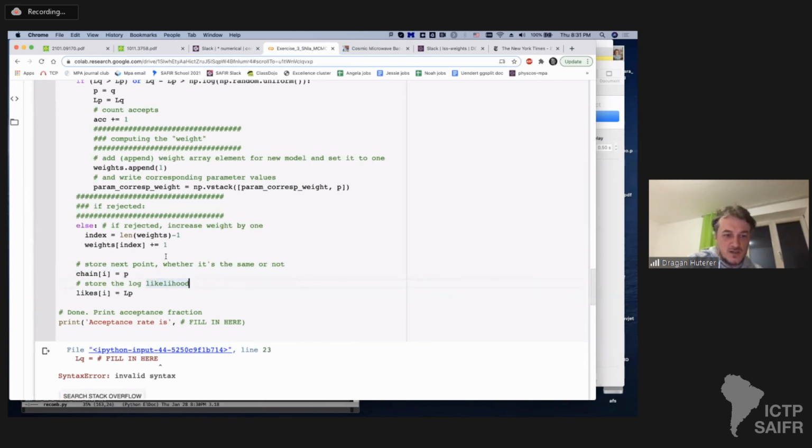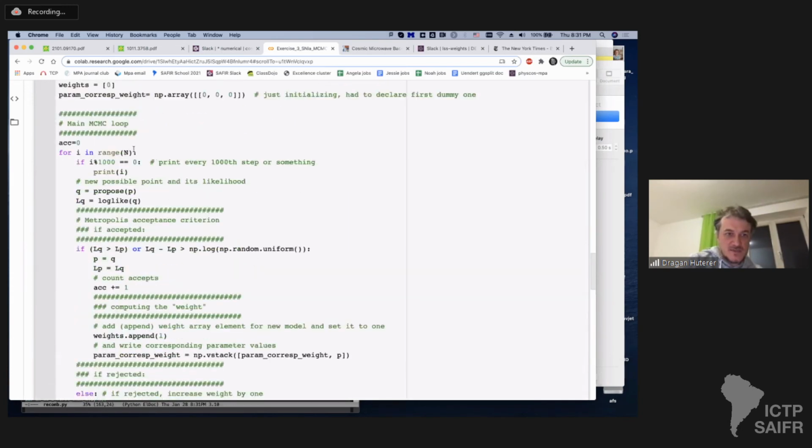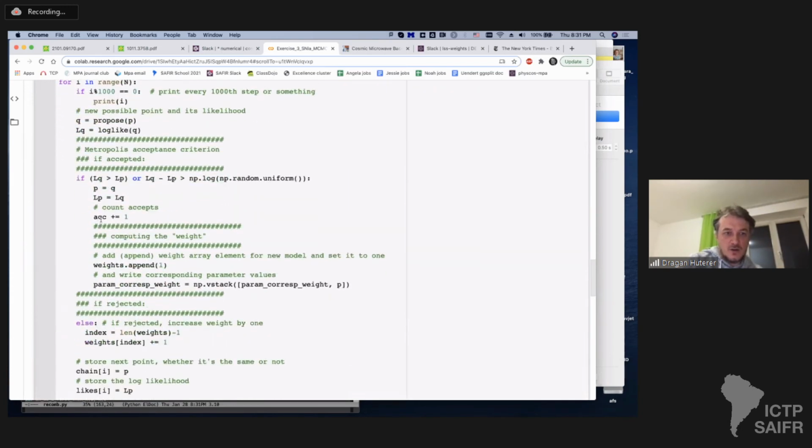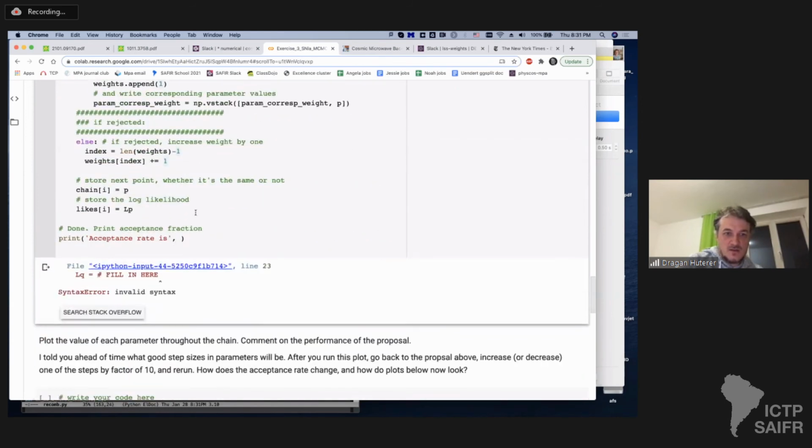But the important part is, so you're done now, and then your acceptance rate is what? The acceptance rate: N is the total number of steps, and the variable ACC increases only when I accept it. So the rate is ACC divided by N, okay?